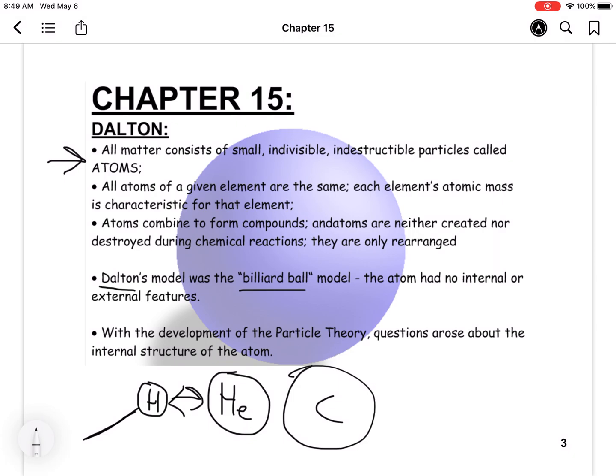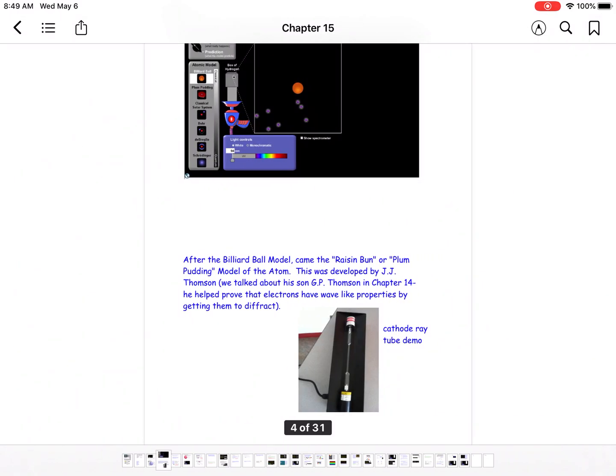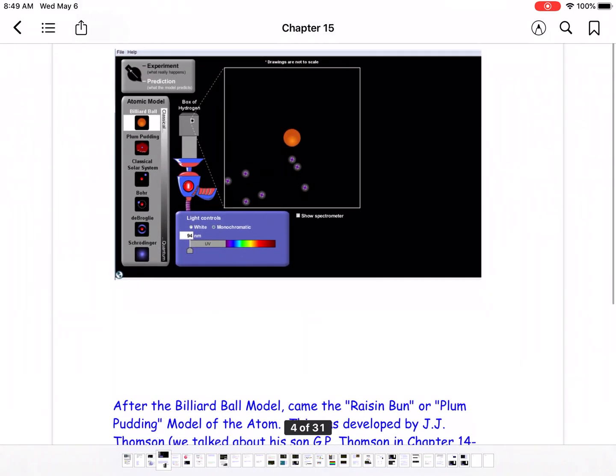But what they started noticing is that as they went along in the particle theory, there's actually stuff that happens inside these interactions. This was the accepted view for a while, but once people started researching it, they moved on past it very quickly. This little thing doesn't work very well.